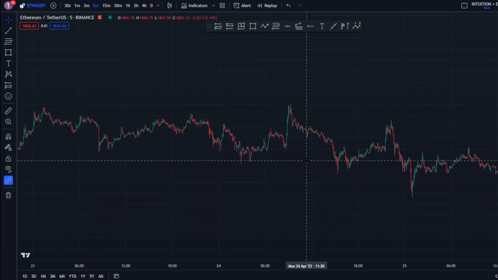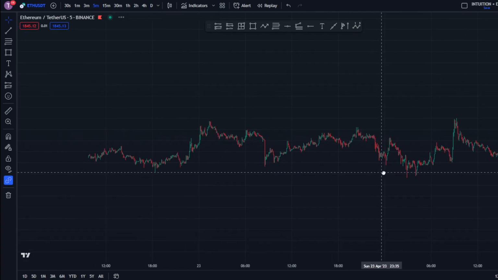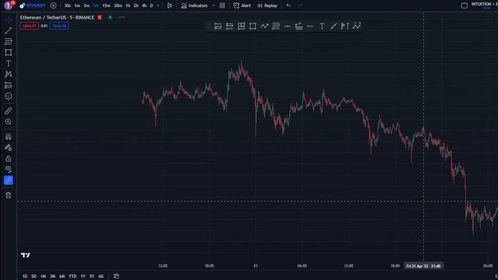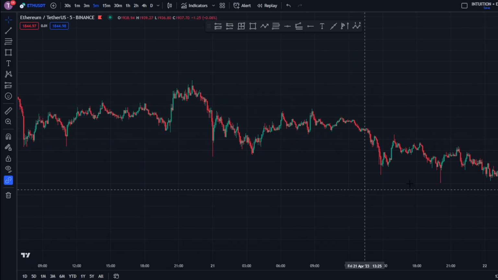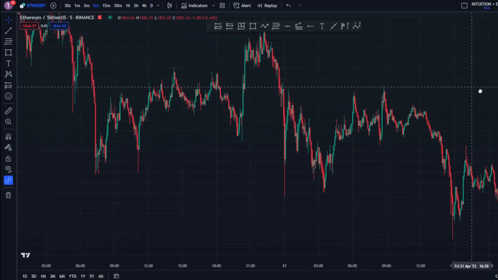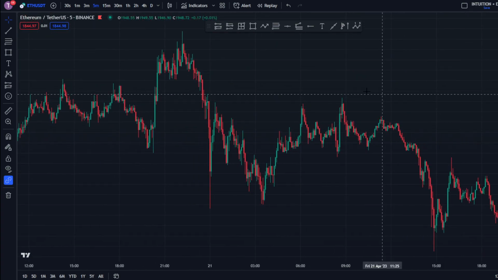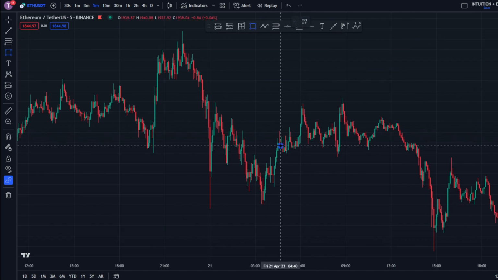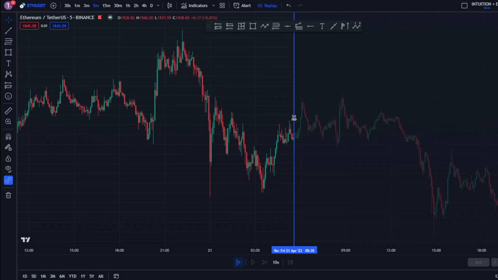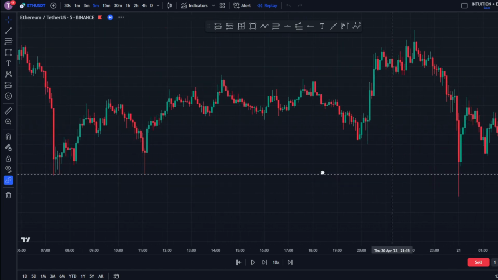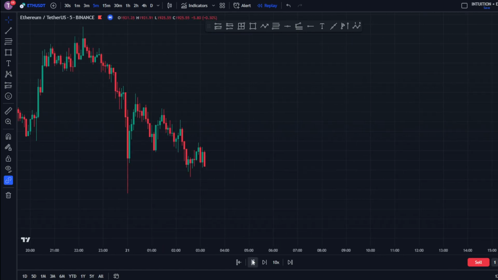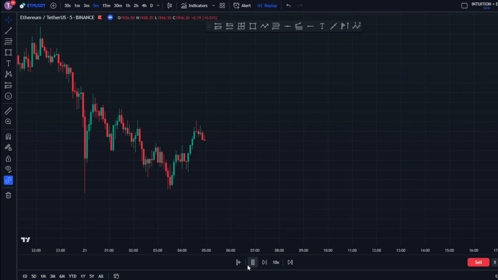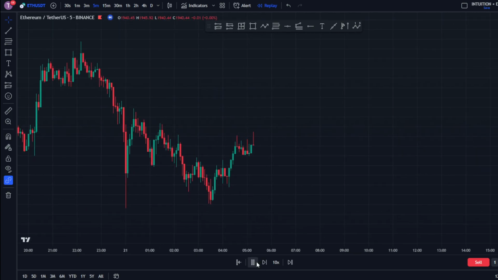Let's see. It's not really any decent support to see. Okay, this is quite okay. So what we see here is that we have this support. So let me just have this whole replay and play out from there. So we have this formation of a downtrend. So usually you want to follow the trend if it works.